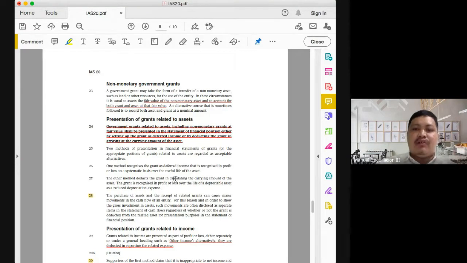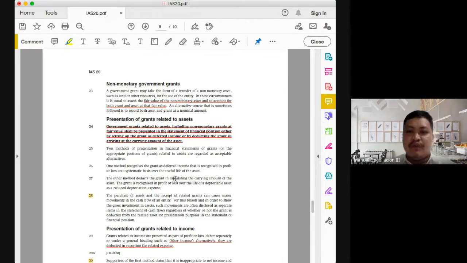So upon initial recognition, for example, it's related to a depreciable asset class. What's the rule for a grant related to a depreciable asset? It should be recognized in profit or loss at the same rate as the depreciation expense on the asset. So definitely not the entire grant received would be recognized as income outright. So at the start, it will be recognized as a deferred income.